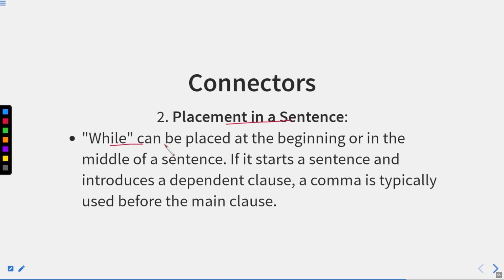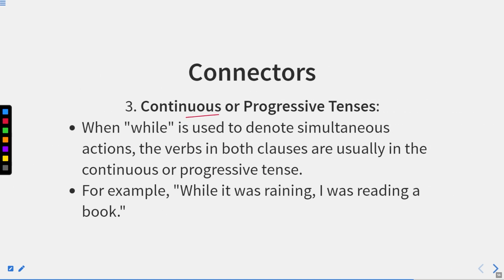Placement in a sentence. While can be placed at the beginning or in the middle of the sentence. If it starts a sentence and introduces a dependent clause, a comma is typically used before the main clause. Continuous or progressive tenses. When while is used to denote simultaneous actions, the verbs in both clauses are usually in the continuous or progressive tense. Okay, so this is very important in case of while, that both the actions are progressive, it means they are going on. So progressive tense, it means continuous tense should be used in the clauses.